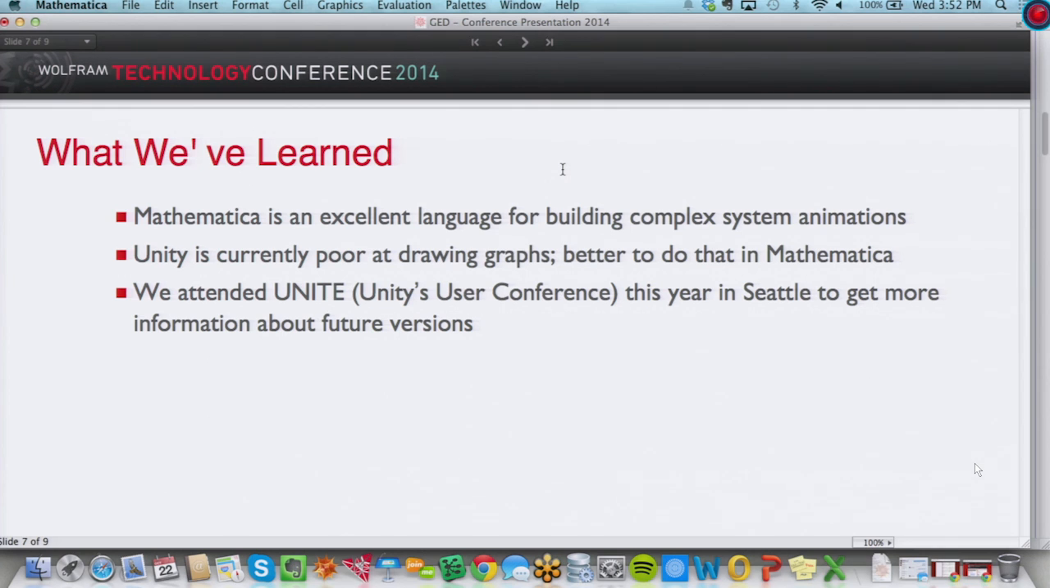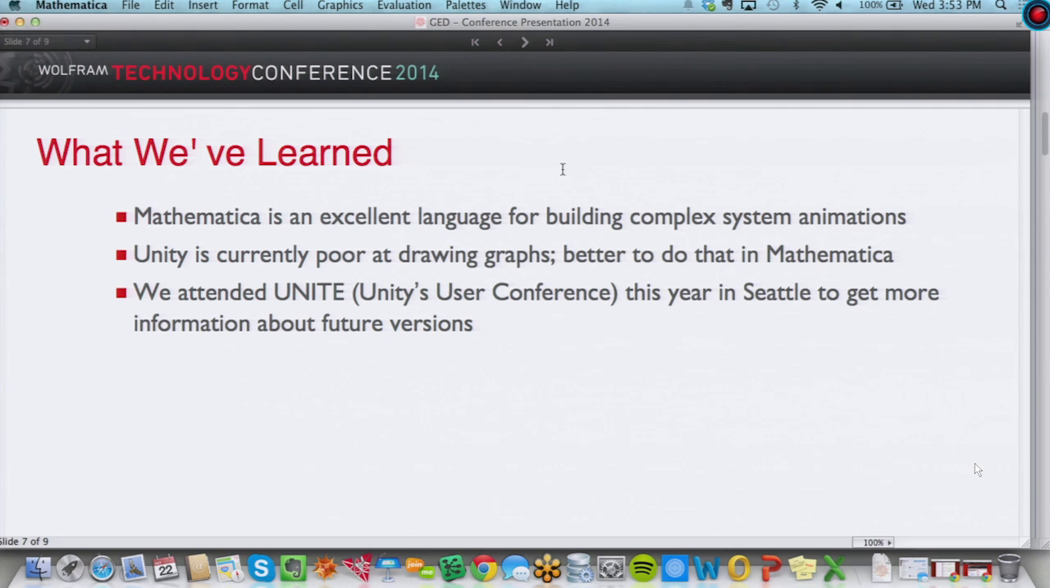As I mentioned before, Unity has some drawbacks in that it's terrible at drawing graphs. So we decided to do that in Mathematica and serve that over to Unity. We're still looking at that, but I think for the foreseeable future, we'll probably have Mathematica doing things like time series graphs.